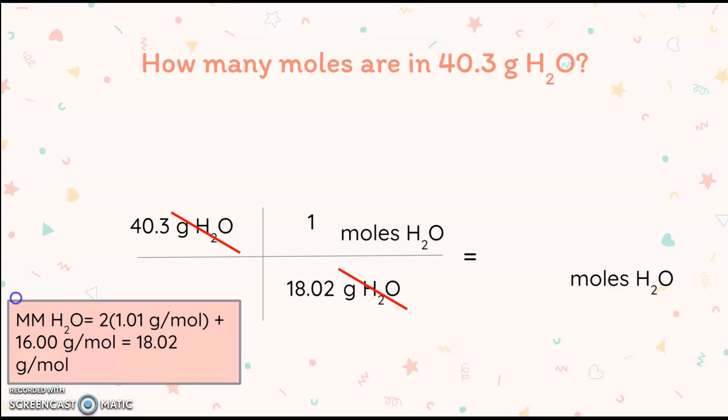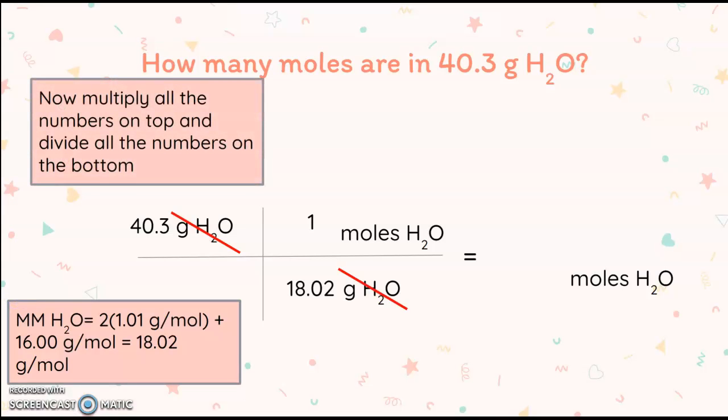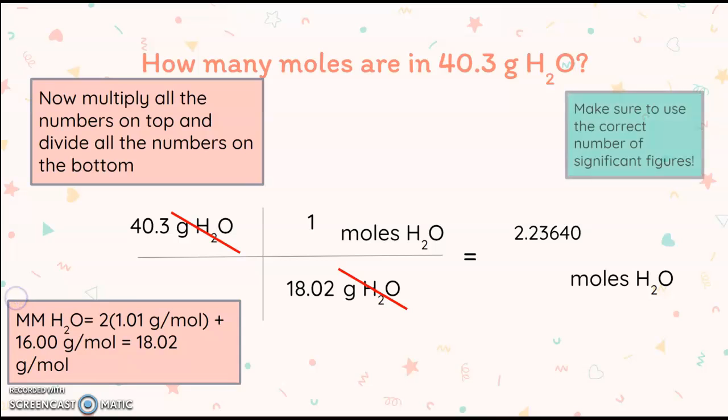From here, we're going to just multiply all the numbers that are on top and divide by the numbers that are on the bottom. Now, when I do this, yes, you can do 40.3 times 1 and then divide it by 18.02. Or you could just do 40.3 and divide it by 18.02. When you do that, you should get a pretty long number, starting with 2.23640.